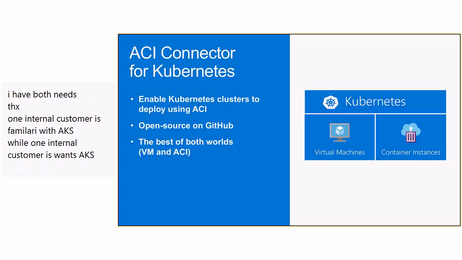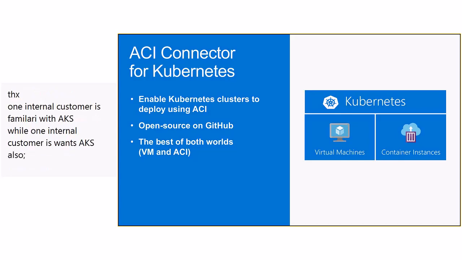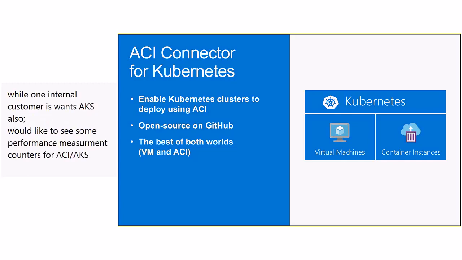That's where this ACI connector comes in, which is currently, I should call it experimental or private, in preview, available as a GitHub project. What it allows you to do is provides the ability to spin up container instances from your AKS cluster.